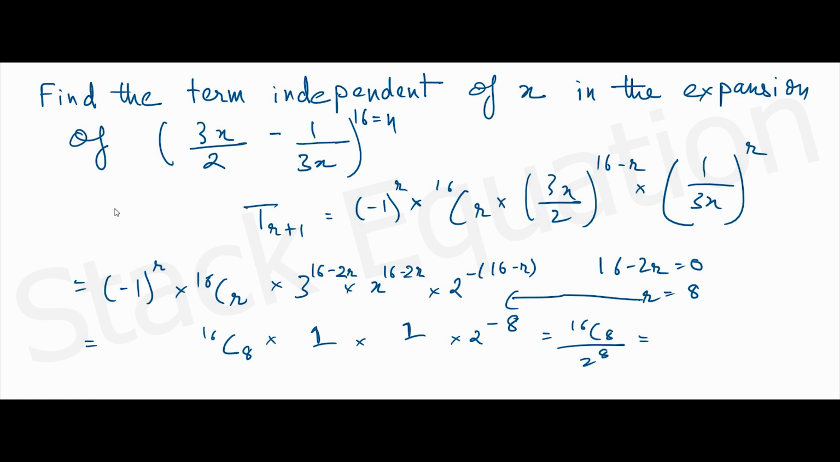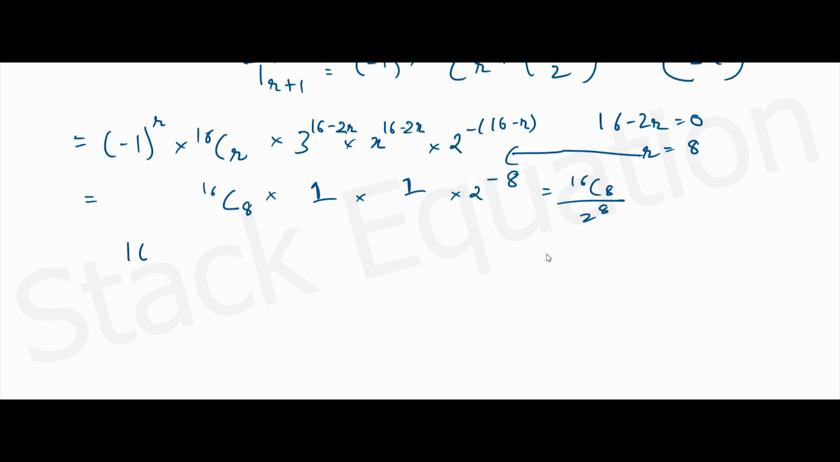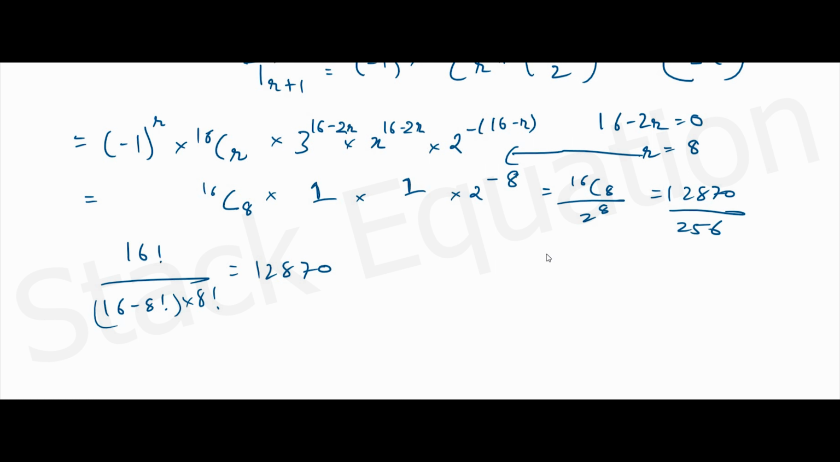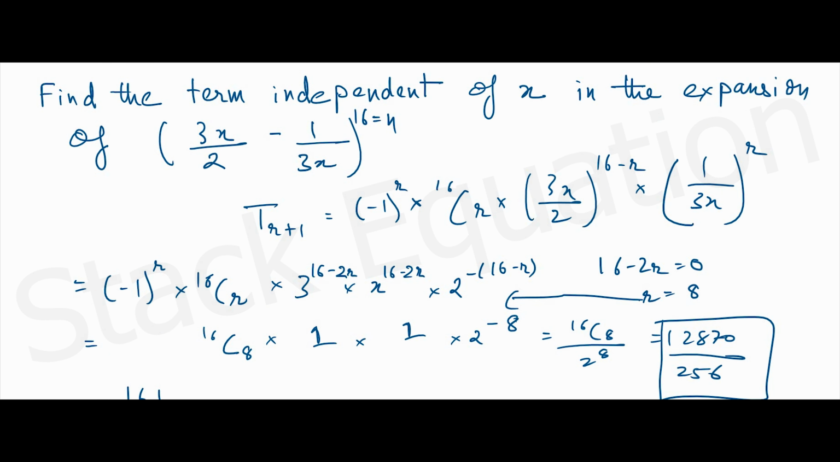What is 16C8? If you calculate 16 factorial by (16 minus 8) factorial into 8 factorial, it is 12870, and 2 to the power 8 is 256. So this is the term which is independent of x in this expansion of (3x/2 − 1/(3x))^16.